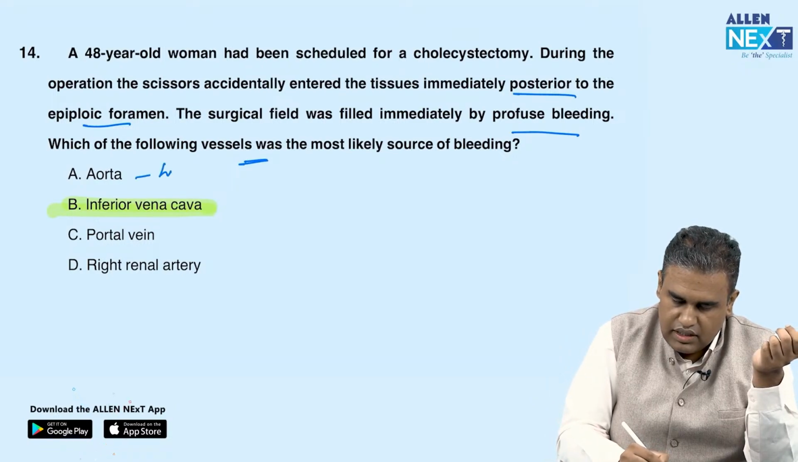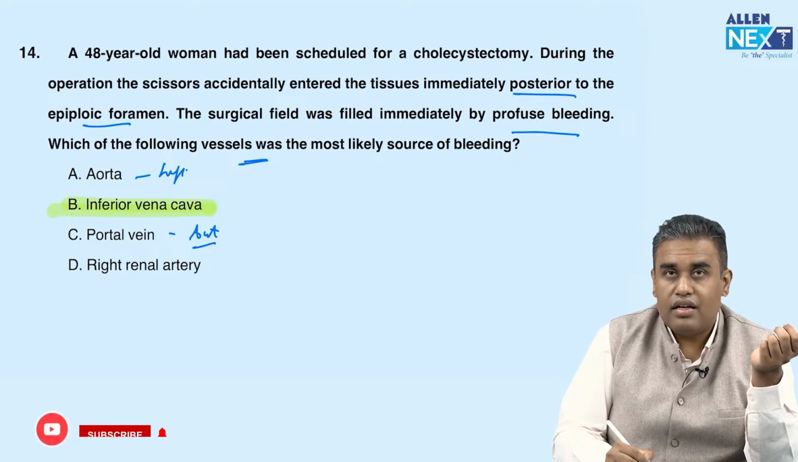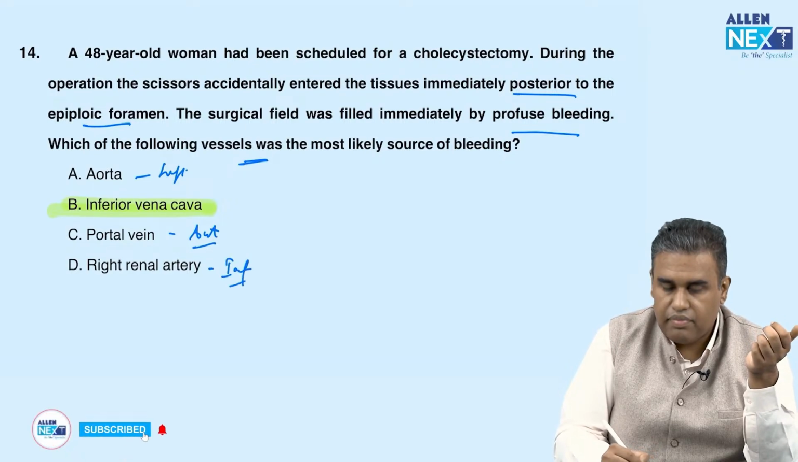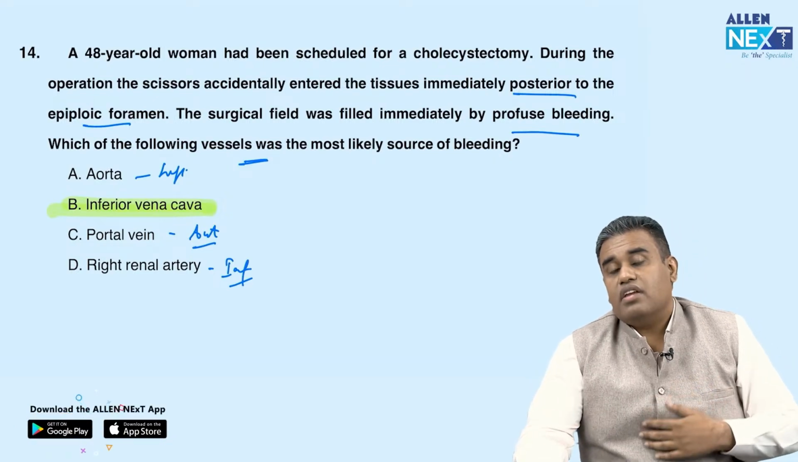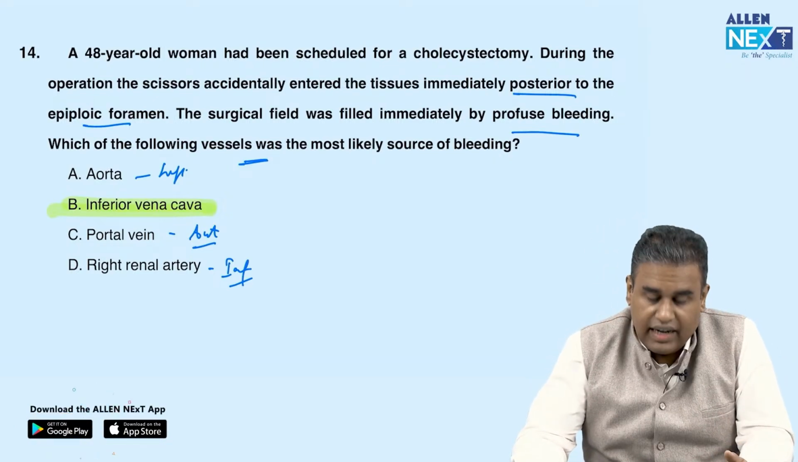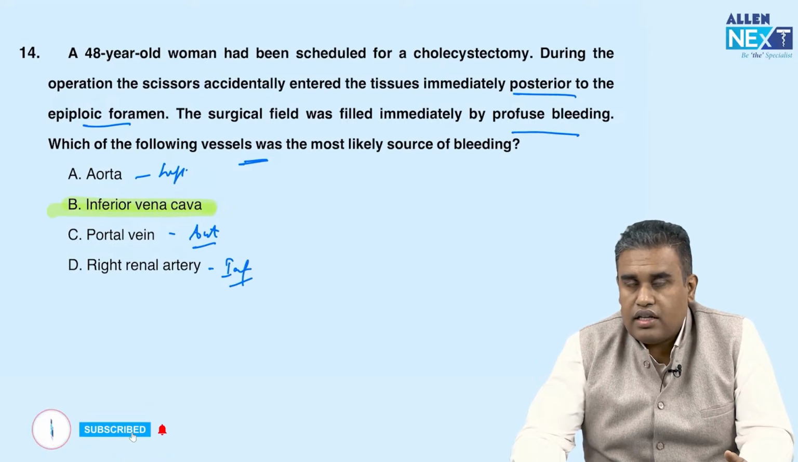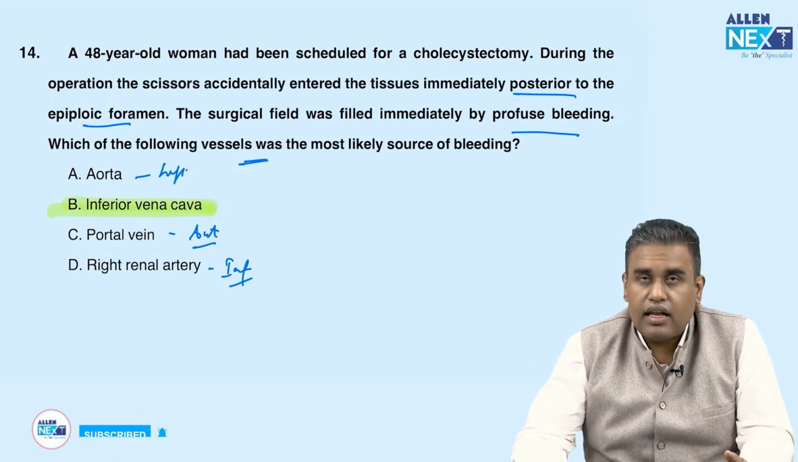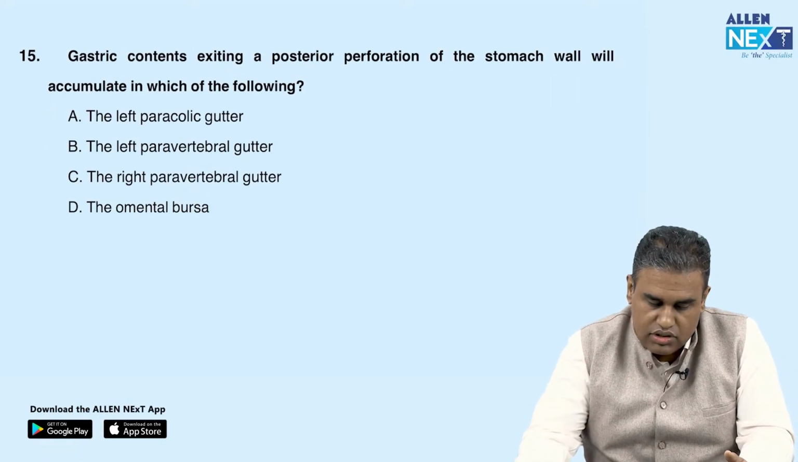Aorta is lying on the left side. Portal vein is lying anteriorly. Renal artery will be slightly inferior. It is retroperitoneal, but inferior. Right renal artery is a good option, but it is lying inferiorly, because the hilum of the right kidney lies around L2, L3, slightly below. So therefore, the answer is option number B. Let's see the next question.